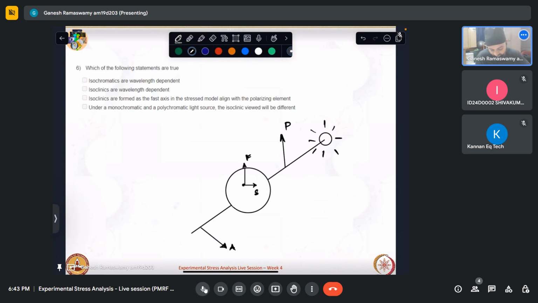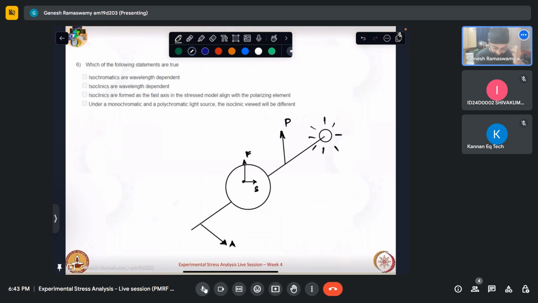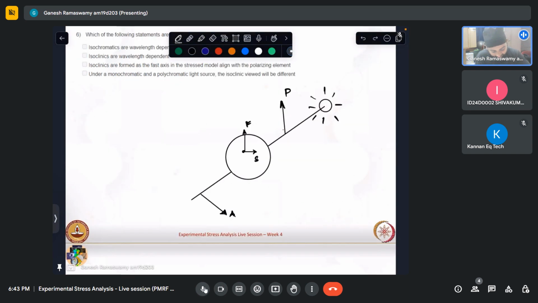Now the question asks, let us look at option C first. It says the isoclinic is formed as the fast axis of the stressed model aligns with the polarizing element. So let us say that this was the case, that the fast axis aligns with the polarizing element. Both are aligned. So what will happen is the light that comes through this, that is plane polarized, will pass unaltered through this point because the fast axis is aligned, and will get totally cut because the analyzer is crossed.